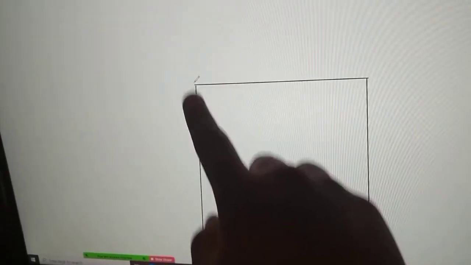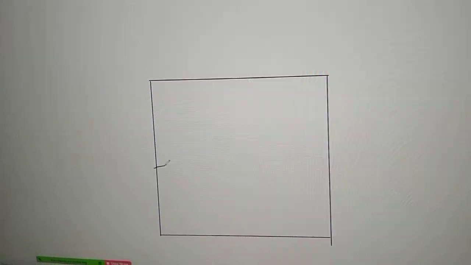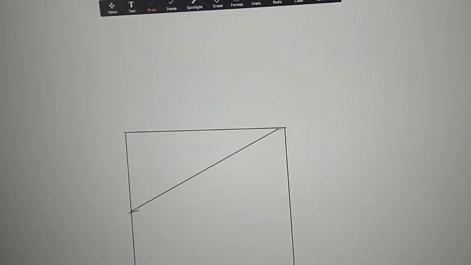Now what we are going to do is we are going to bisect this straight line. We bisect it. And now from this point we're going to connect to this point over here. So we connect them.